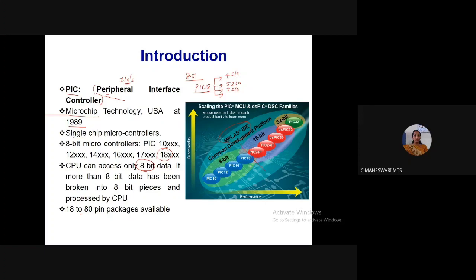Until PIC18, it is an 8-bit processor: PIC 10, 12, 16, and 18. Once you go to 24H, 24F, and PIC 33, those are 16-bit microcontrollers, and PIC32 is the 32-bit microcontroller. So why are we concentrating on the 8-bit microcontroller?